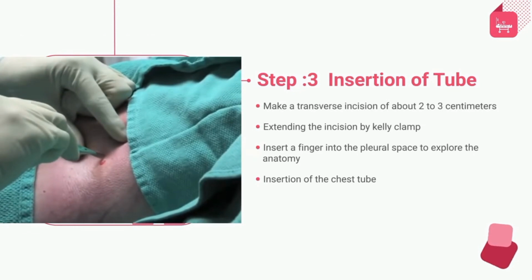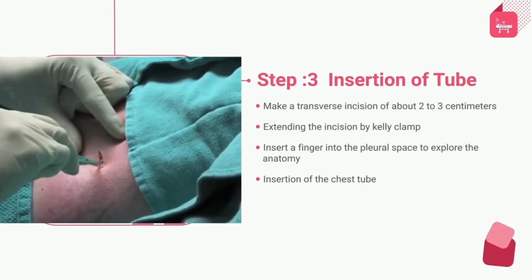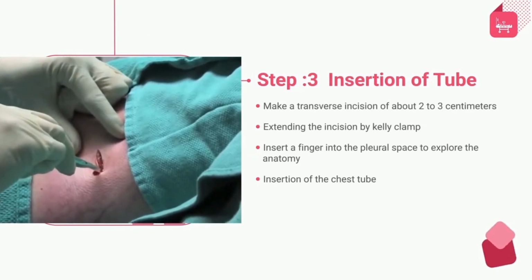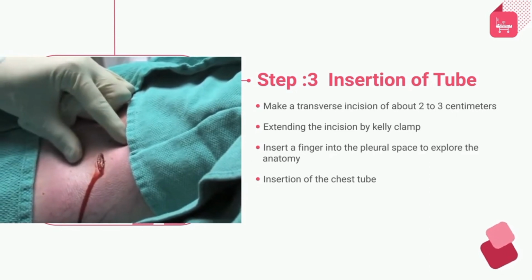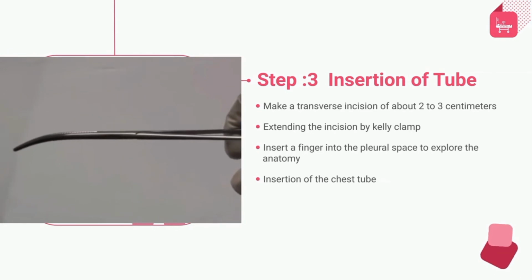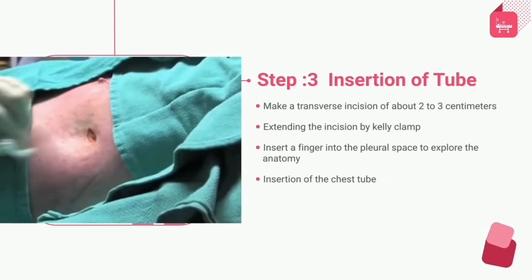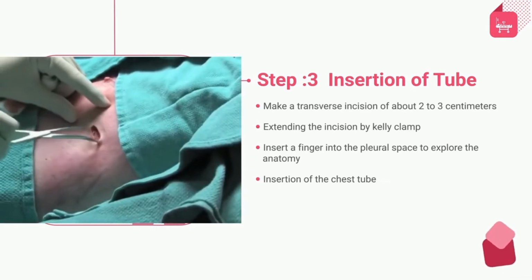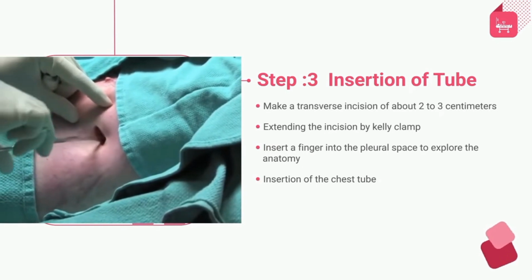Step 3. Insertion of tube. Make a transverse incision of about 2 to 3 centimeters through the skin and the subcutaneous tissues. Extend the incision by blunt dissection toward the superior border of the rib using a Kelly clamp, and, once reached, close and turn, push through the parietal pleura with steady, firm, and even pressure.